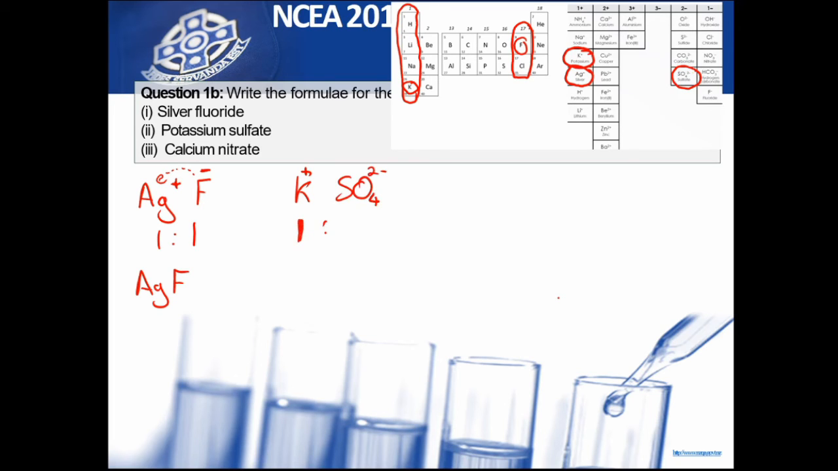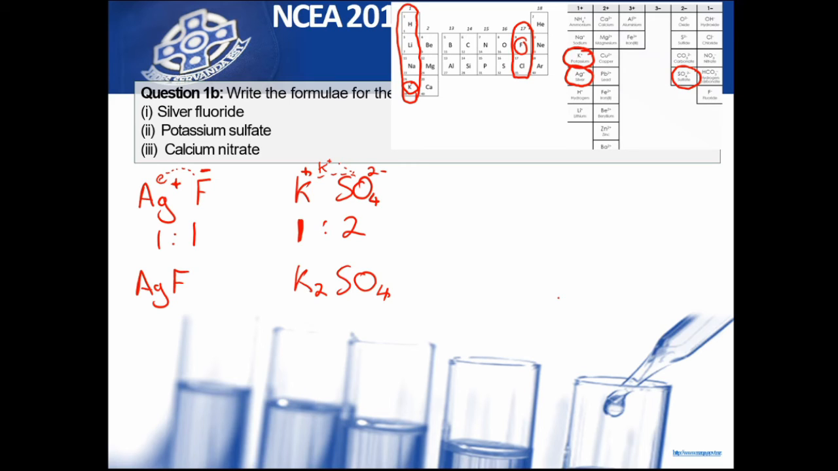So what is that? That's a ratio of 1 to 2. If it's 1 to 2, then I need 2 of these to satisfy one of those. So you can swap and drop, and then you have K2SO4. Yay! And it's all balanced because 2 electrons went from 2 potassiums, and it had to satisfy the 2 of sulfate.